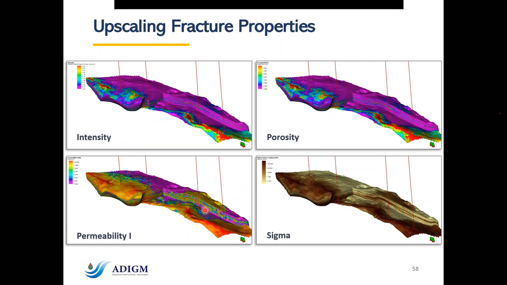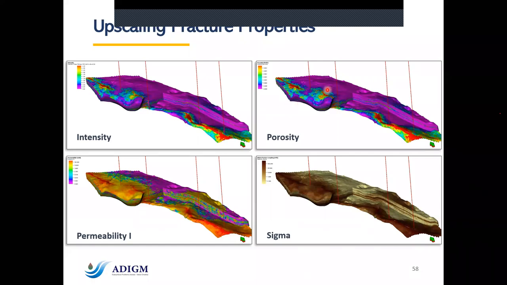Porosity, permeability, and this is the intensity or the fracture driver that we use. So we can compare, as a QC approach, the intensity, which is the secondary variable, to the porosity and the permeability and the sigma.